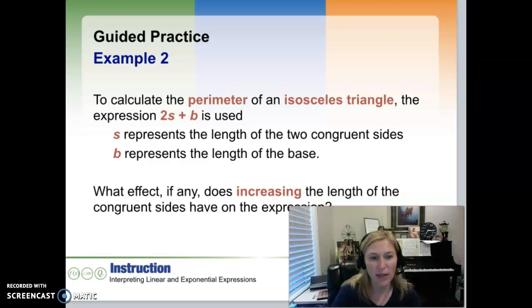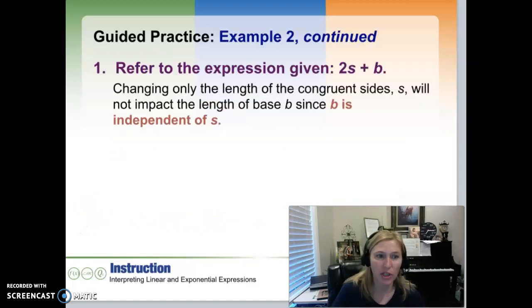The expression is this: 2s plus b. That's what's used. Now, s represents the sides that are congruent. There were 2 of them, so we just multiply by 2, whatever that length is. And b represents the length of the base. Okay? So what effect, if any, does increasing the length of the congruent sides have on the expression?